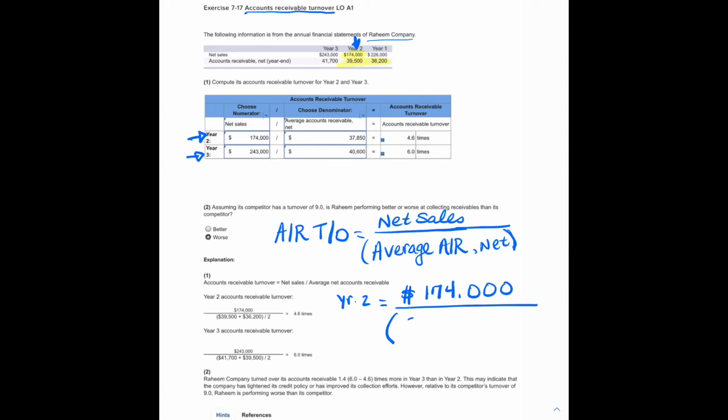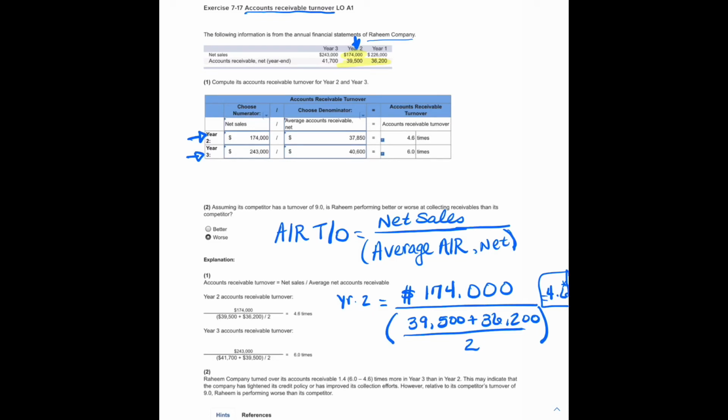So that will be $39,500 plus $36,200, and we'll divide that by 2. And when you do this, what you get is 4.6 times. Now, that is what our accounts receivable turnover for year 2 comes out to be, is we are turning over our accounts receivable approximately 4.6 times per year.